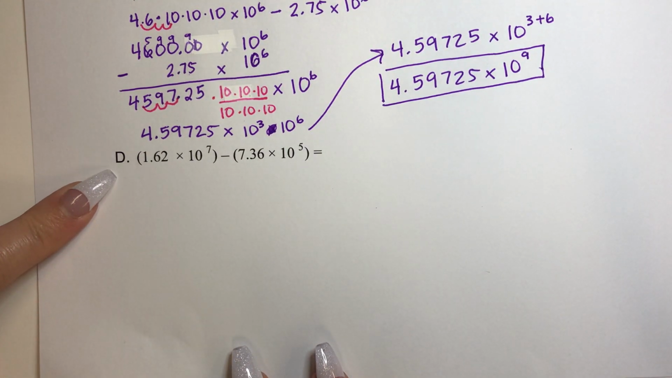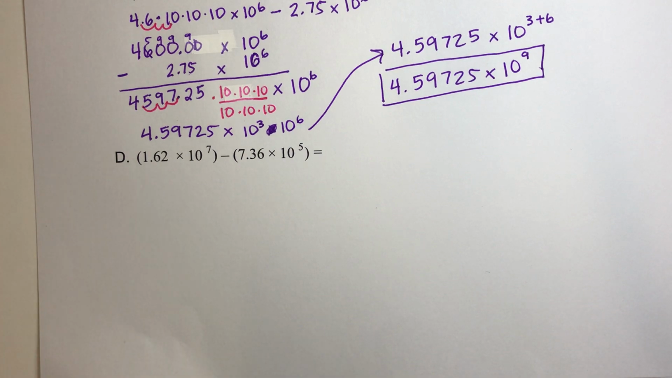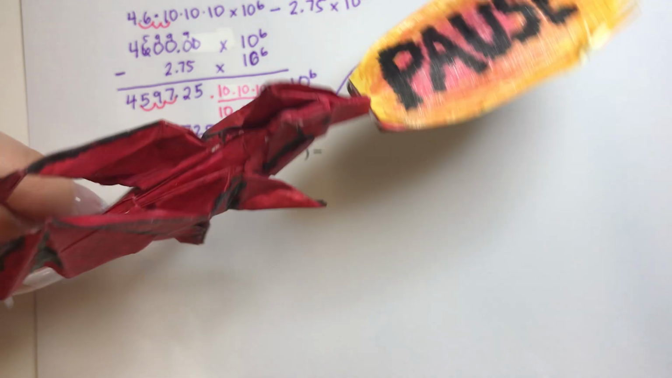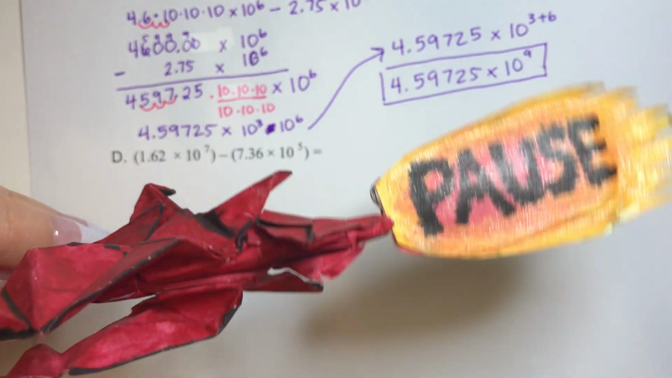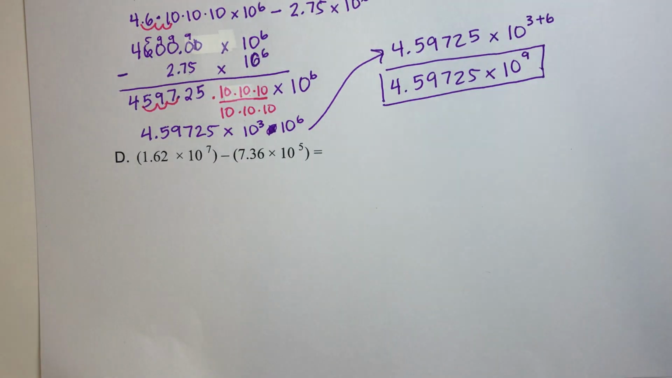All right, so now there's D. I want you to go ahead and try D on your own, okay? Here's my friend, the pause dragon. Remind you to pause your device. Go ahead and work out this problem. When you get done, press play, and we'll talk about it together. All right, see you in a bit.